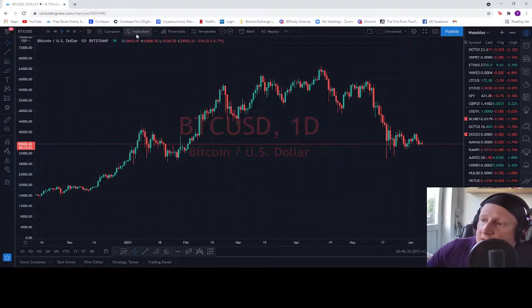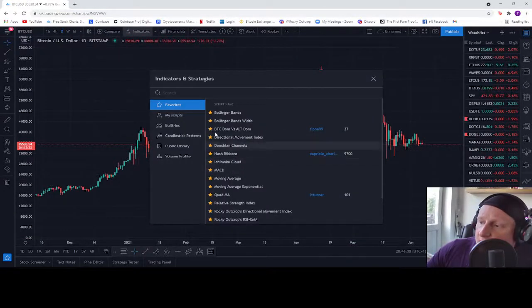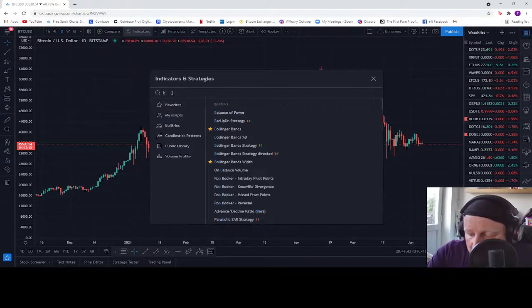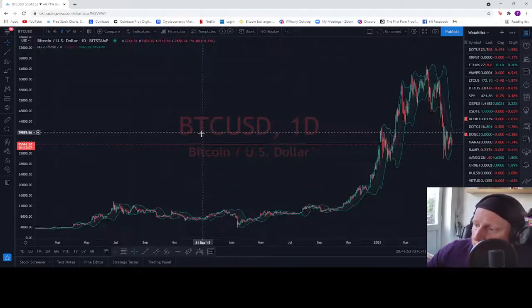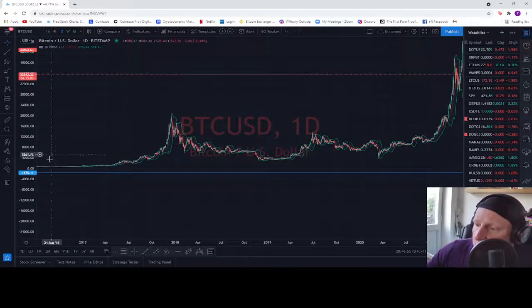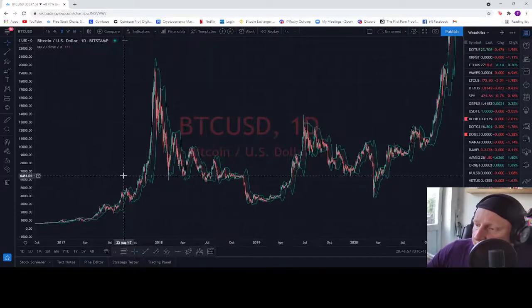Right. If you go back into your favourites where you got that moving average, and you type into this search something called Bollinger, B-O-L-L, you've got something called Bollinger Bands, which I've also put a star by. So if we click Bollinger Bands and put them on, and we go all the way back to where we saw everything.